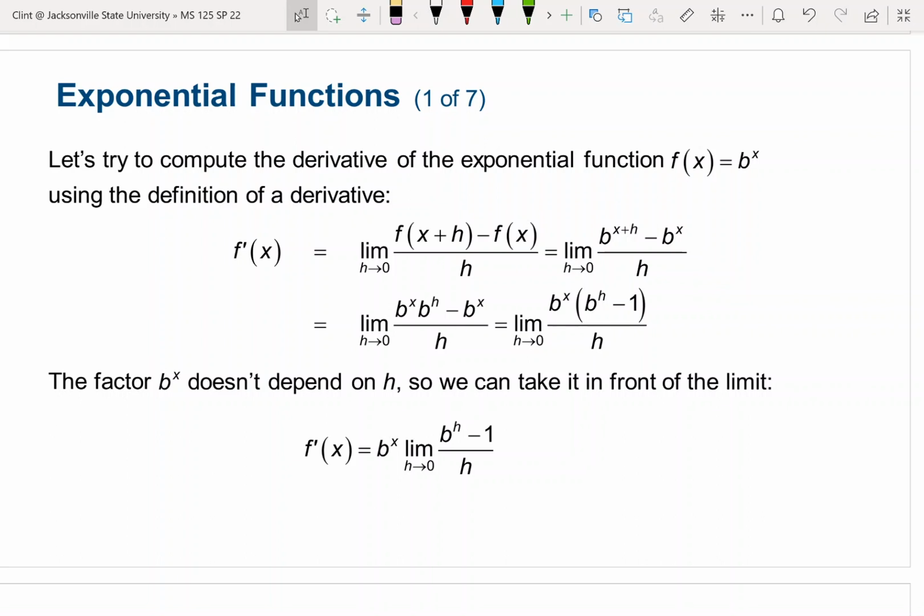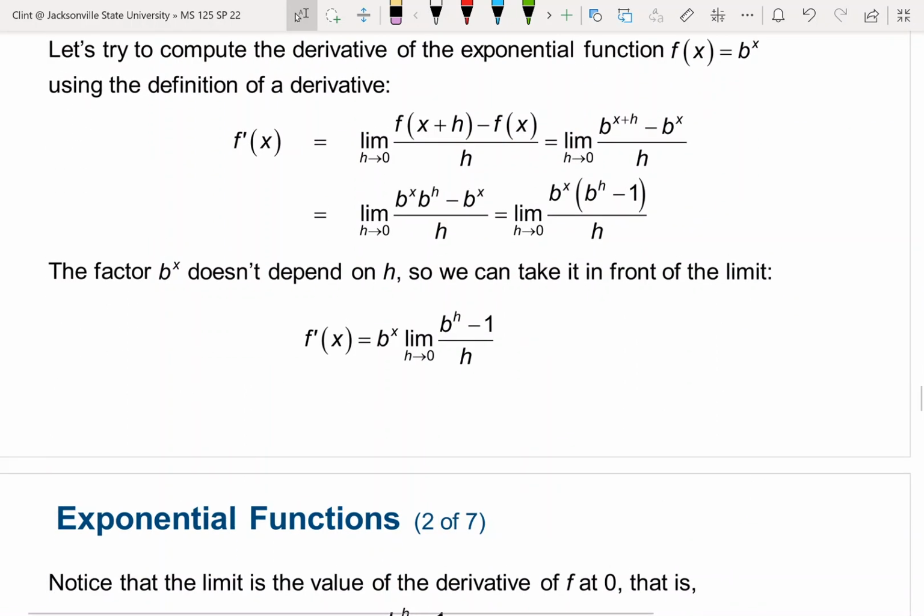So we take a look. B to the x does not have an h in it. So b to the x is not going to change no matter what value we use for h. In that sense, it makes b to the x a constant term here. So we can pull that constant factor of b to the x out in front of our limit. We get that the derivative of b to the x is b to the x times this limit: the limit as h approaches 0 of b to the h minus 1 over h.